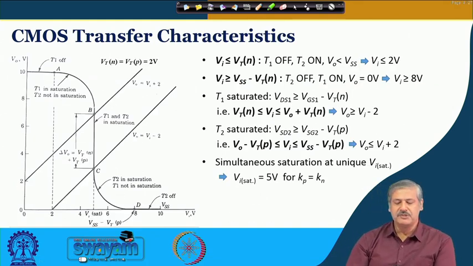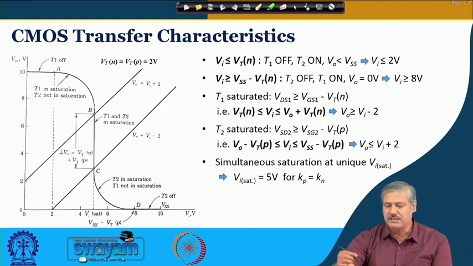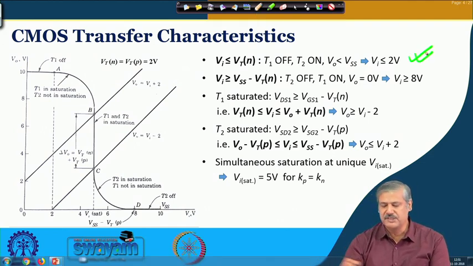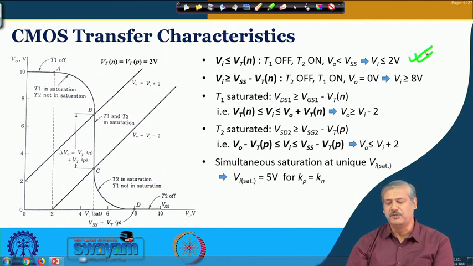With this we go to CMOS transfer characteristics, and if we look at the CMOS transfer characteristics, this is the Vi versus Vo plot, okay, and it has got 5 distinct zones, okay. So the first zone that we look at is the case when the input voltage is less than the threshold voltage of the NMOS, okay.